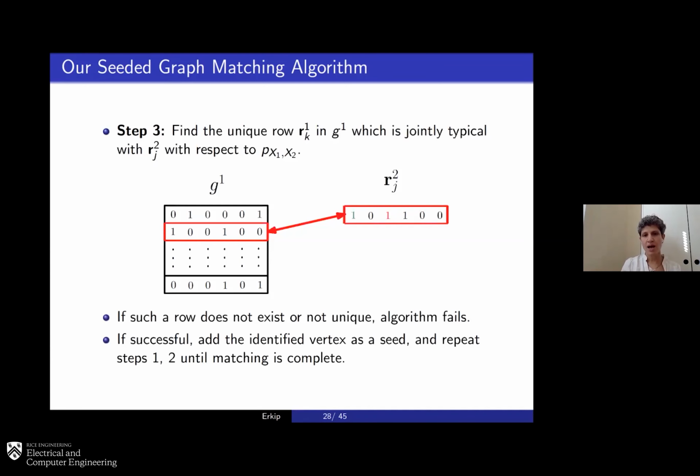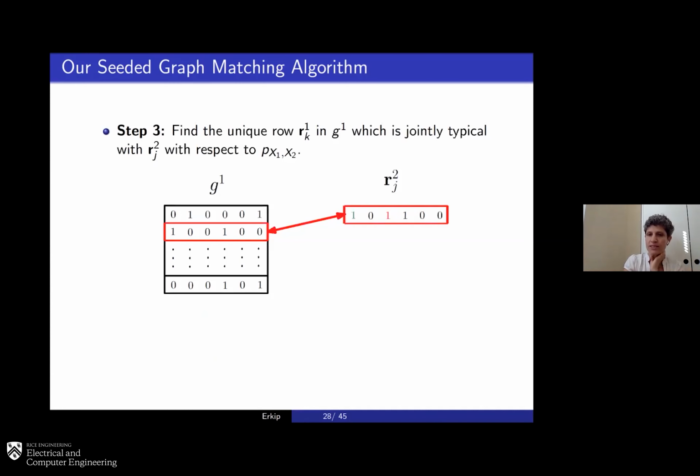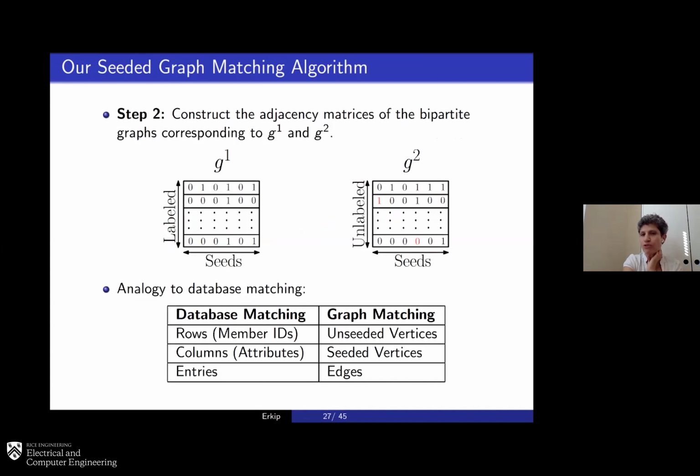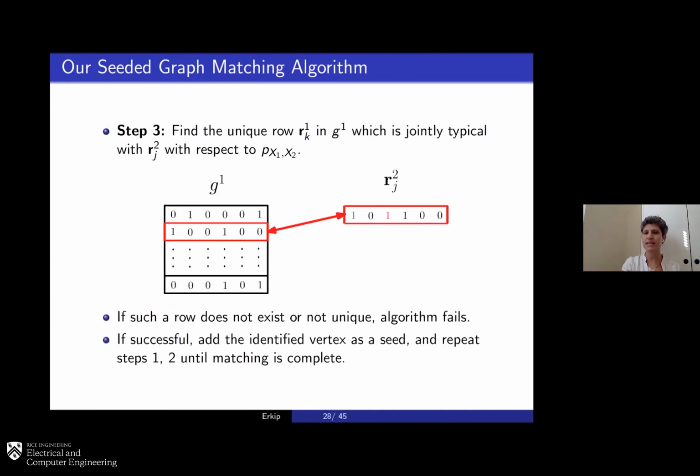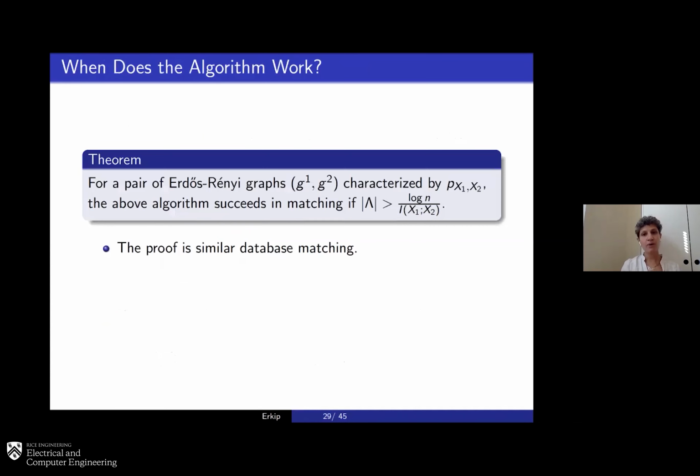Okay, and if such a row does not exist or it's not unique, our algorithm fails. Now, one difference corresponding to the database matching is that once I identify the label of the first row, I'm going to add it to the seeds. So I'm going to redraw these matrices. So as time goes on, I'm going to get more and more seeds, and I'm going to be more and more successful.